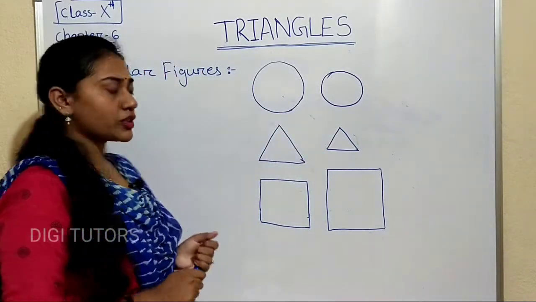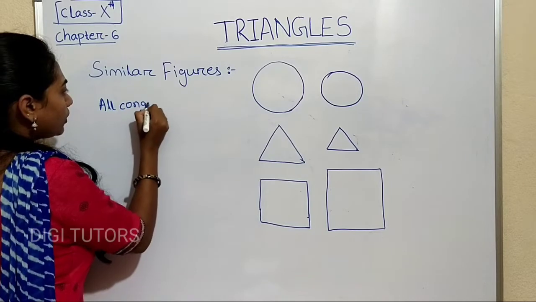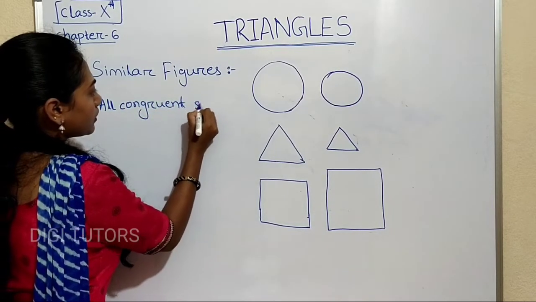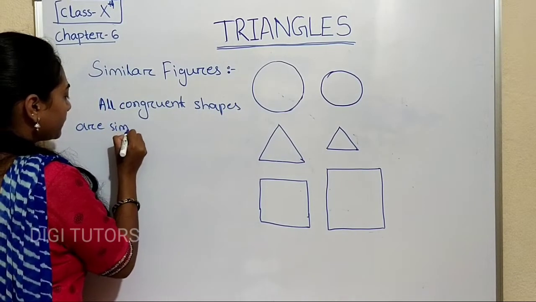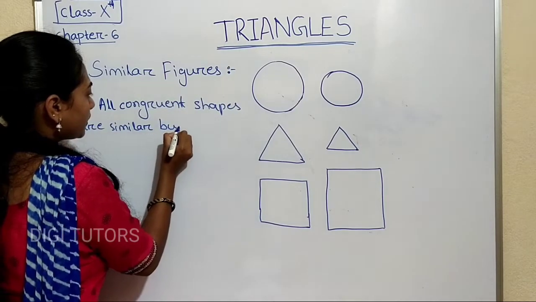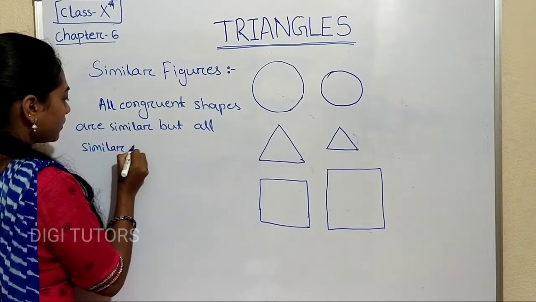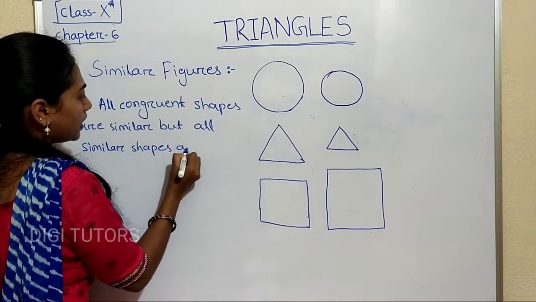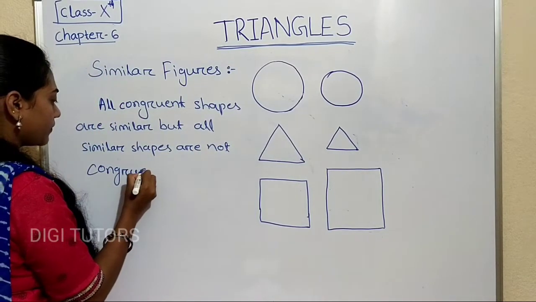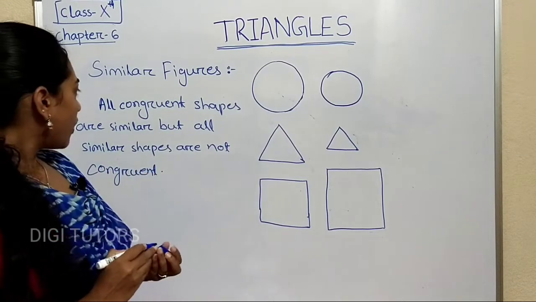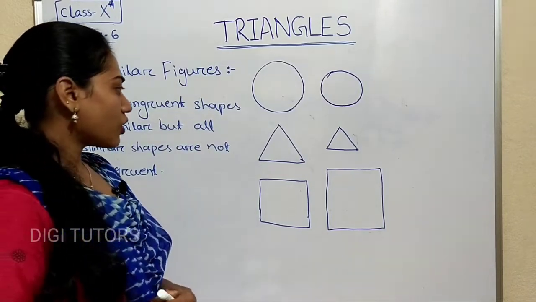From here we can conclude that all congruent shapes are similar, but all similar shapes are not congruent.